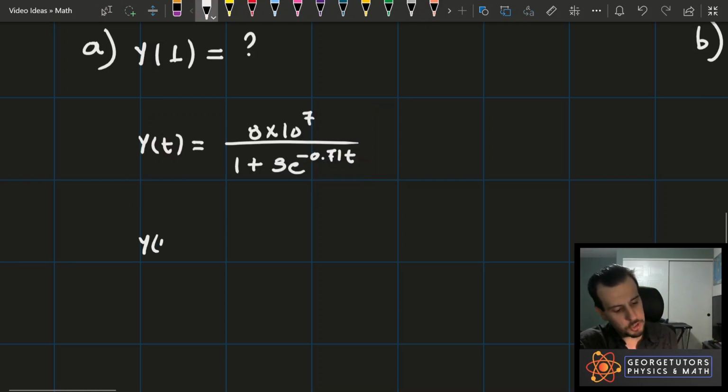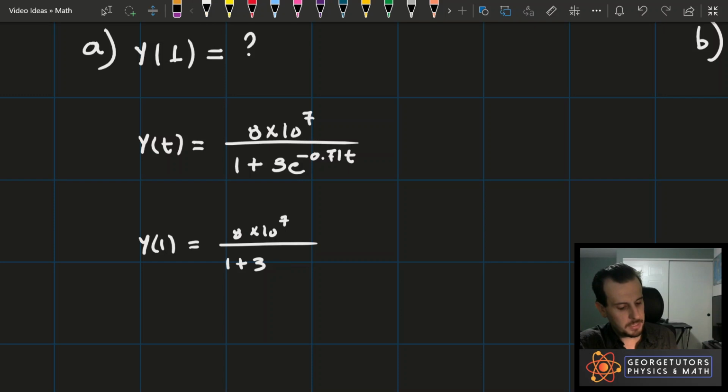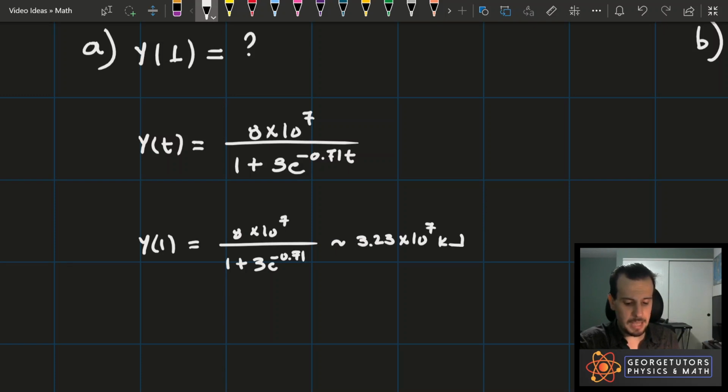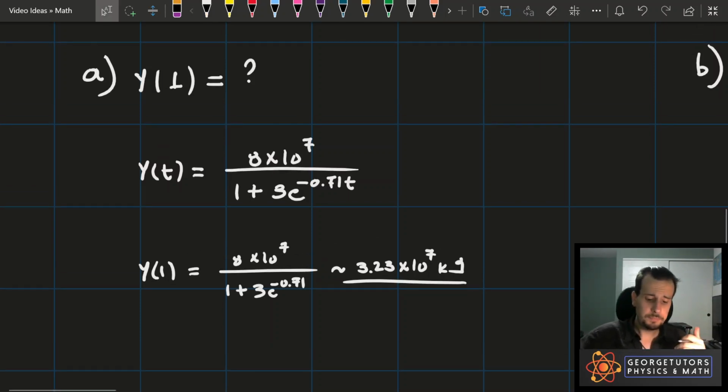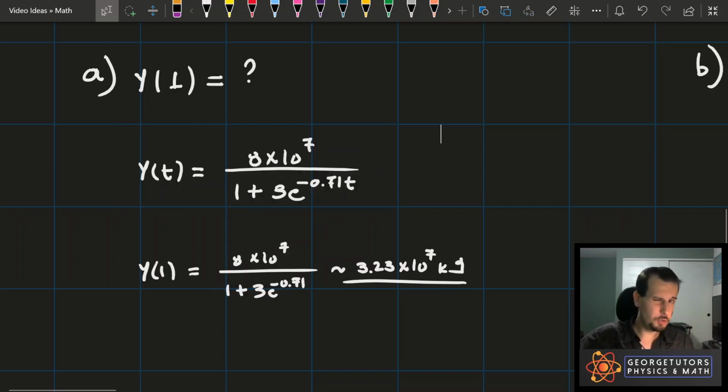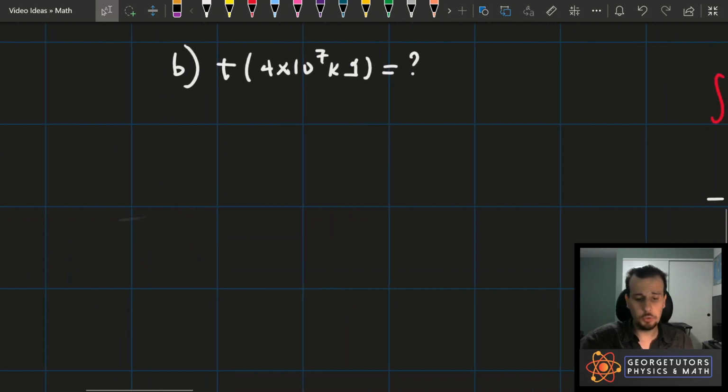So over here, if I want to solve for y of 1, I go ahead and plug 1 for the time in that exponential. That's going to give me e to the negative 0.71. If you carry out this calculation, what you're going to obtain is around 3.23 times 10 to the 7 kilograms. That will be the mass after a whole year. Now they could reverse the question and ask you when the population is going to achieve a certain mass. And that's exactly what they do in part B.